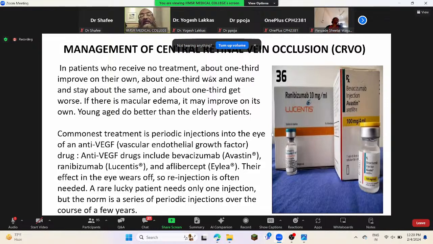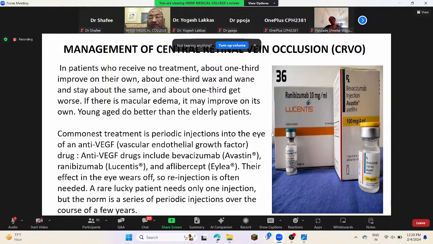Management of central retinal vein occlusion. In patients who receive no treatment, about one-third improve on their own, about one-third remain about the same, and about one-third get worse. If there is macular edema, it may improve on its own, especially in young patients compared to elderly patients. Commonest treatment is periodic injections into the eye of an anti-VEGF, that is vascular endothelial growth factor. These drugs include Avastin and Lucentis.